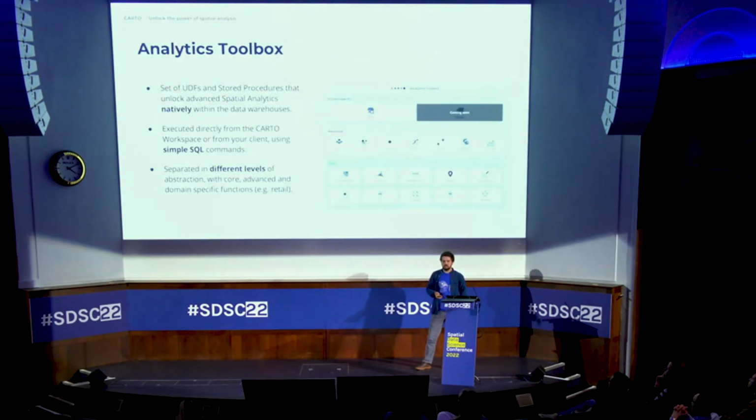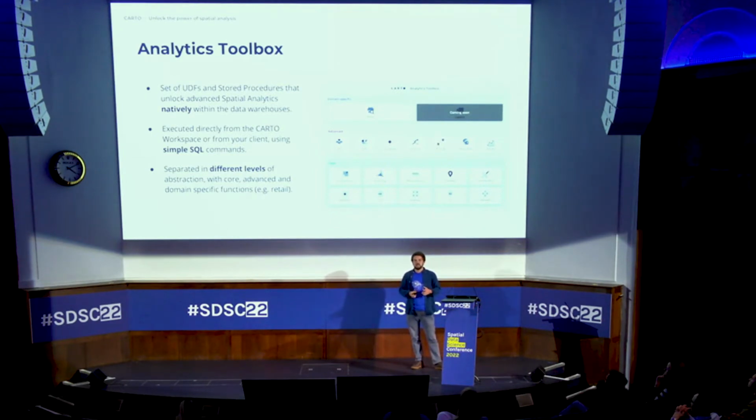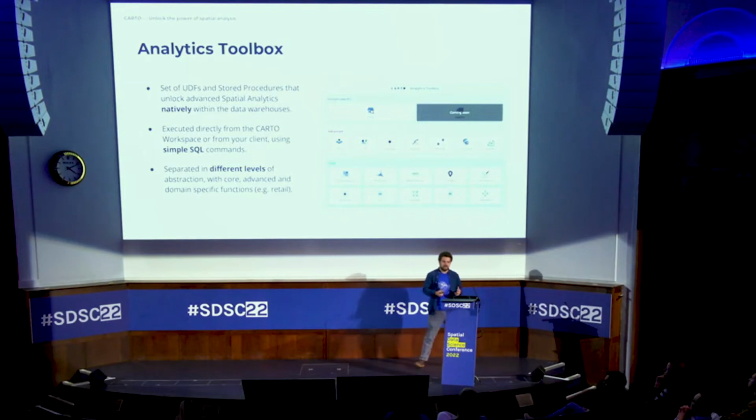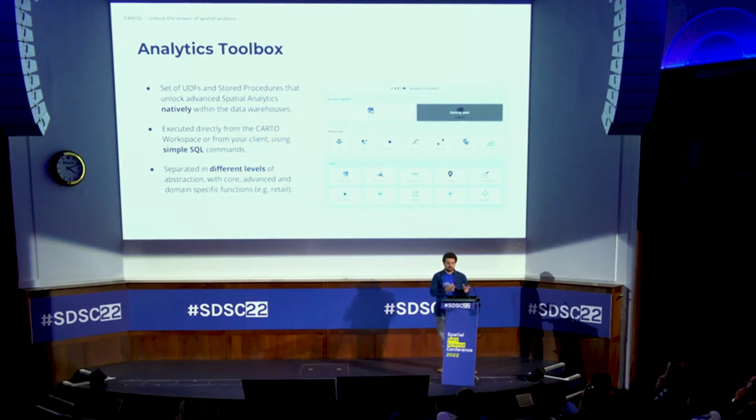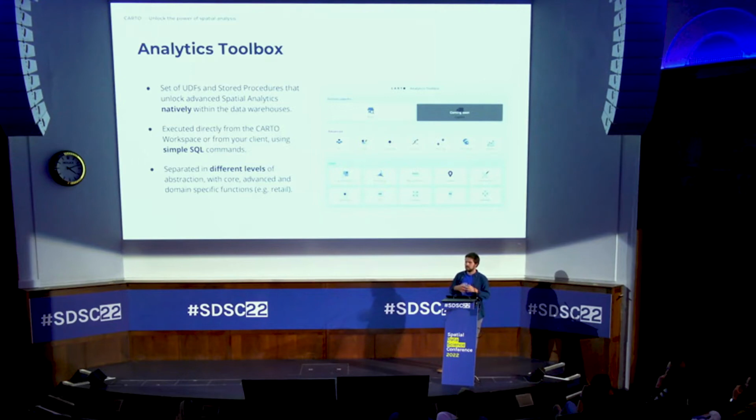So now I will present the Analytics Toolbox, which, to put it simply, is basically a library of SQL functions that can be installed in your cloud data warehouse. This lets you execute all the functionality it provides for spatial analytics directly on your data with very simple SQL queries. These can be executed directly from the CARTO workspace or from your client. And we have different levels of abstraction of the things included in this Analytics Toolbox.